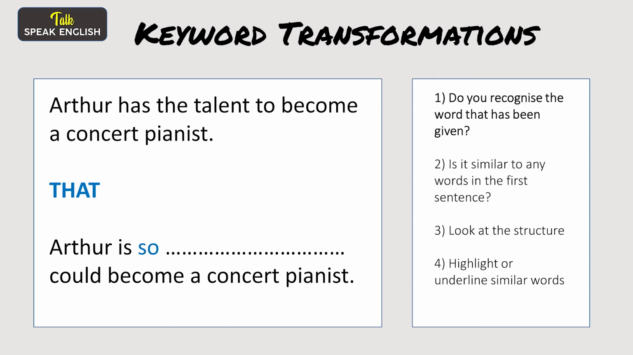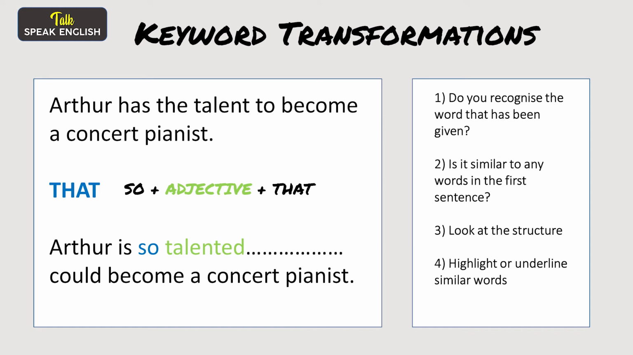In the second sentence, we have a big clue, the word "so". Maybe that can help us. This is why it's useful to study and understand different structures like "so" and "such", as now we can write down a structure that it might be. So we have "so" plus adjective plus "that". Okay, so we need an adjective. The word "talent" in the first example is a noun, but what about the adjective? The adjective is "talented". Let's try that.